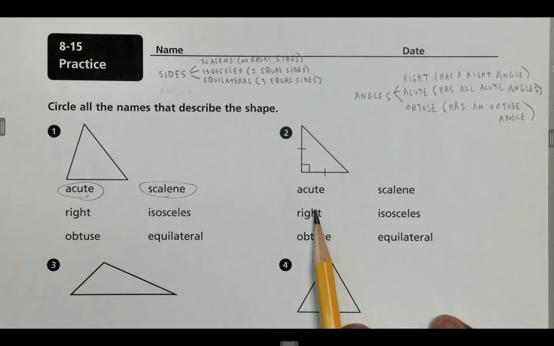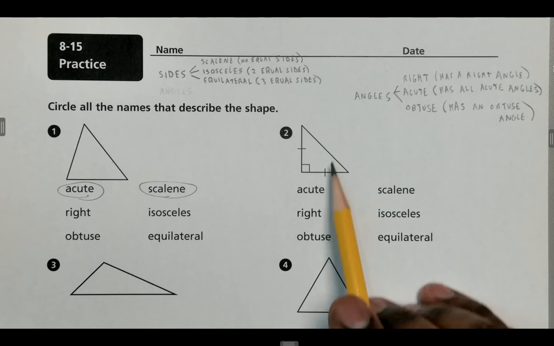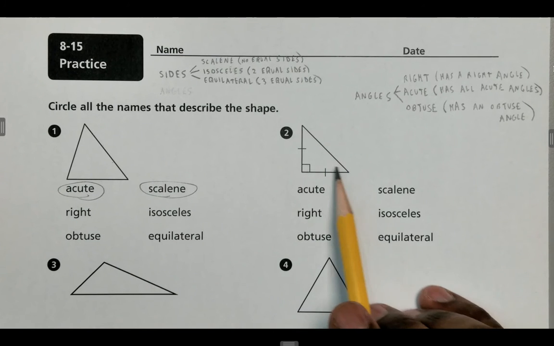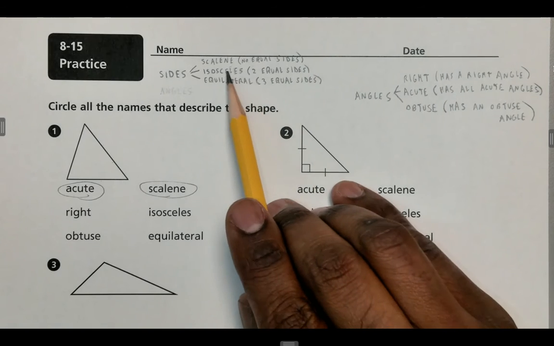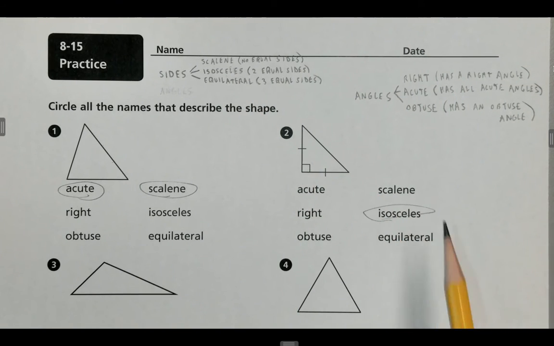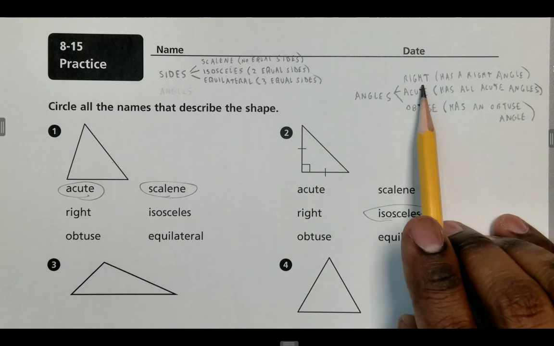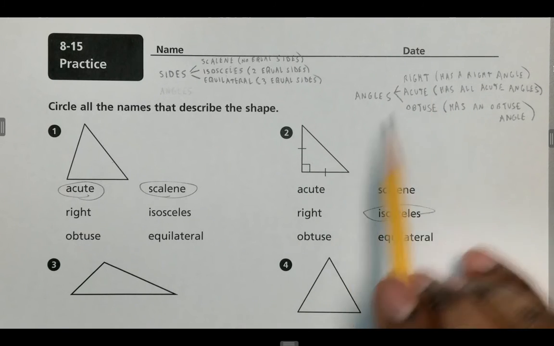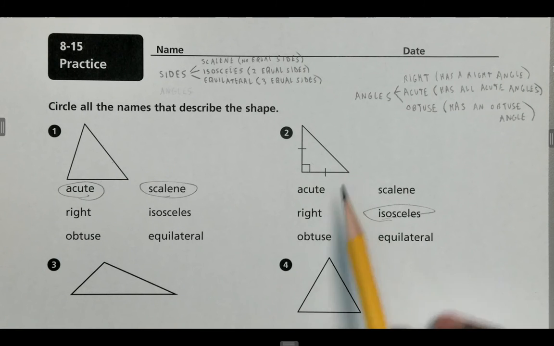Moving on to number two, sides first. This little mark tells us that these two sides actually are the same length. The diagonal is going to be a little bit longer. And so the fact that two of its three sides are the same length makes it an isosceles triangle. And looking at the angles, you can see right there, this symbol tells us, ding, ding, ding, we have a right angle, and therefore this could be considered a right triangle.